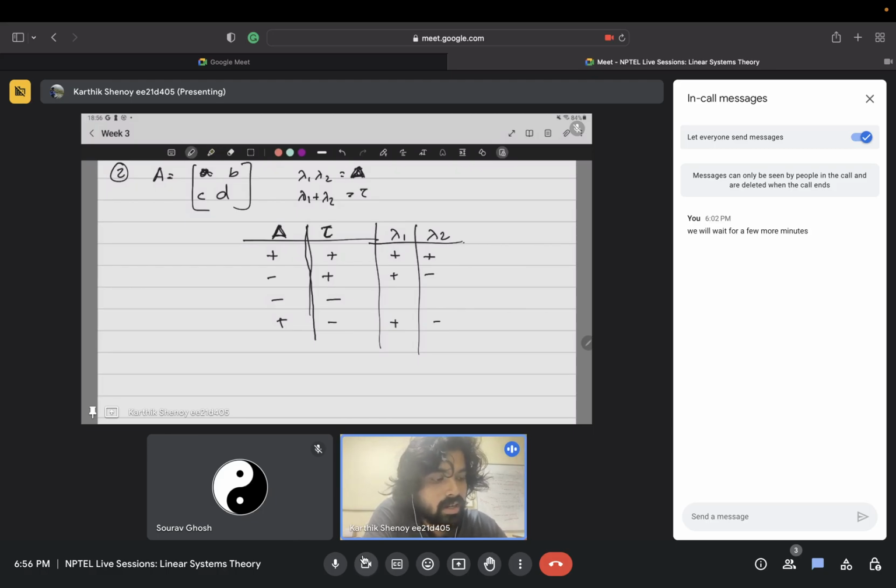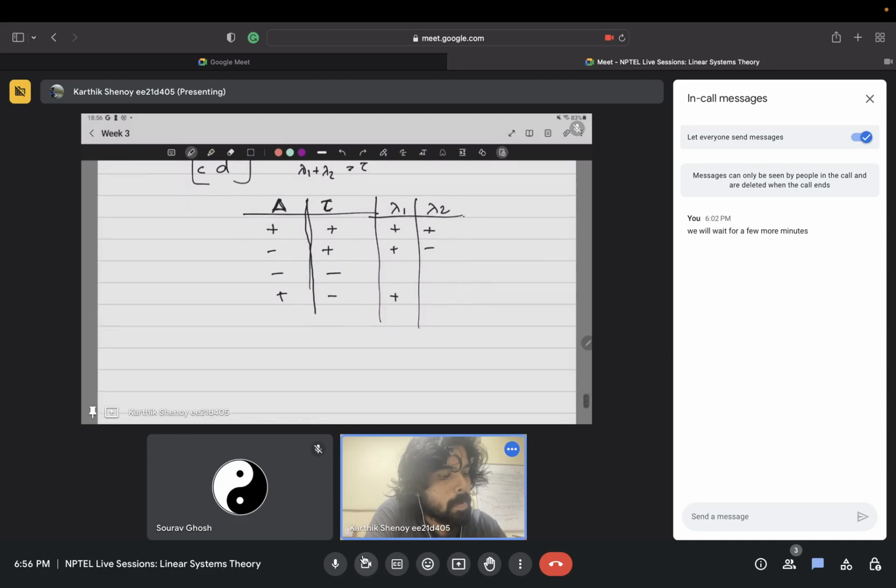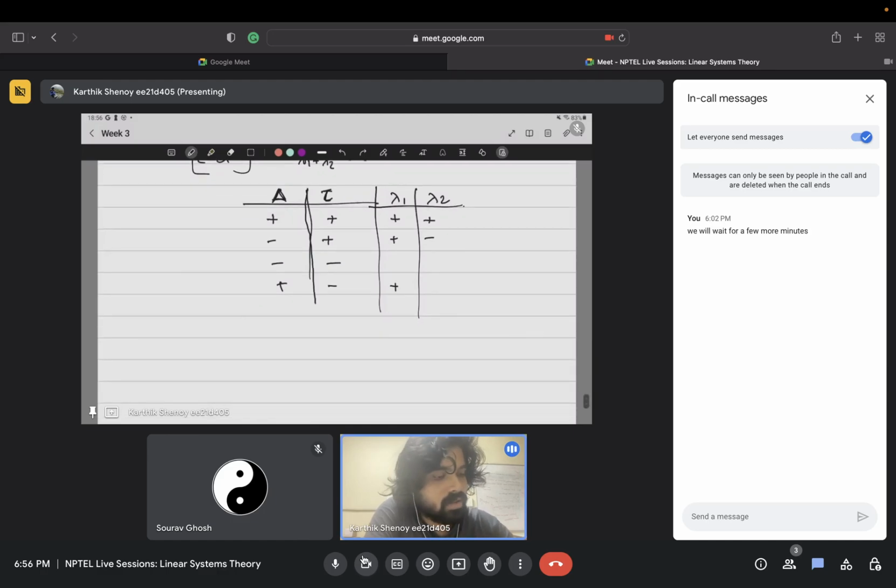If both are negative, then we can for sure say, trace and determinant both negative. Yeah, okay, sorry. I think I wrote the table wrong. Just a second.